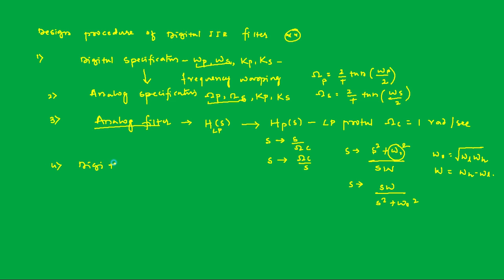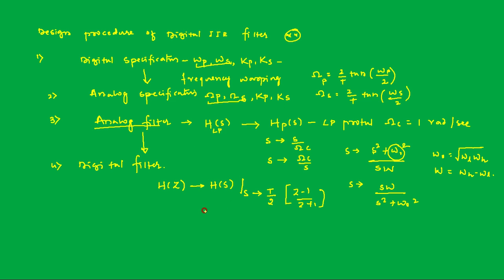Design of the digital filter. So you know how to design a digital filter using an analog filter, how to convert an analog filter into a digital filter. So it is nothing but converting H of s to H of z, by substituting s. If you are using the bilinear transformation technique, what is the substitution? S is equal to t by 2 into (z minus 1) divided by (z plus 1), right?